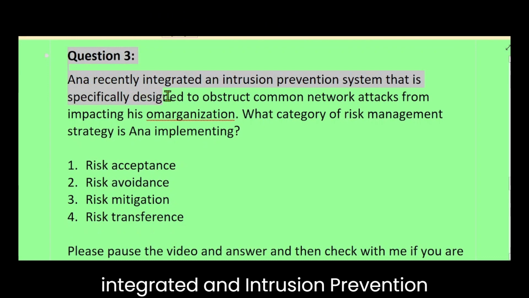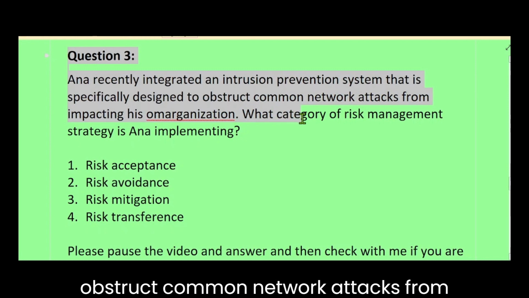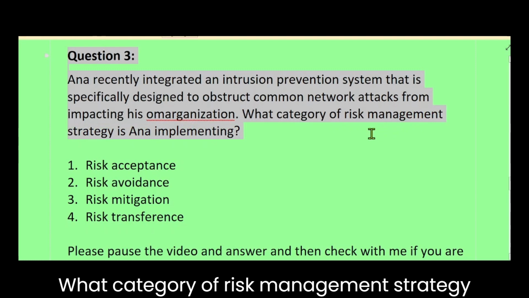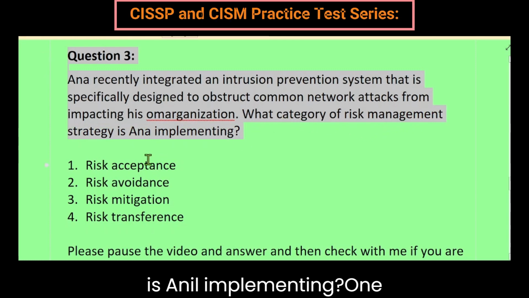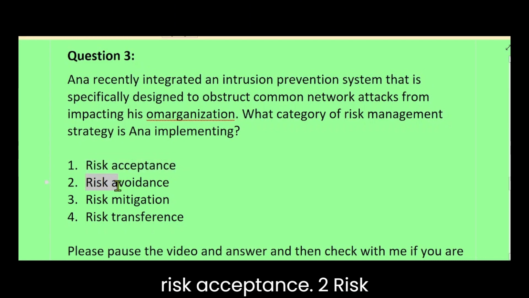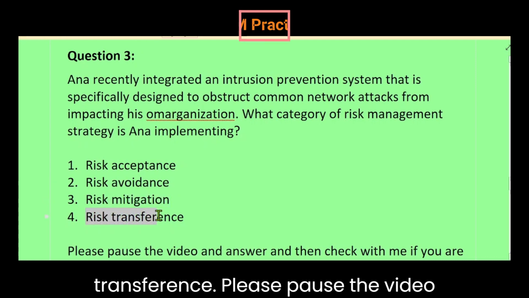Question 3. Anna recently integrated an intrusion prevention system that is specifically designed to obstruct common network attacks from impacting his organization. What category of risk management strategy is Anna implementing? 1. Risk acceptance. 2. Risk avoidance. 3. Risk mitigation. 4. Risk transference.